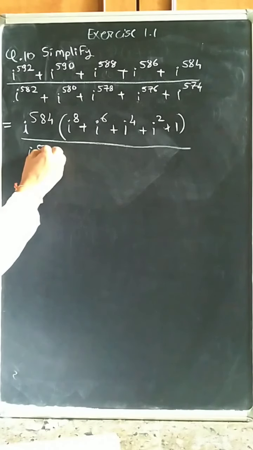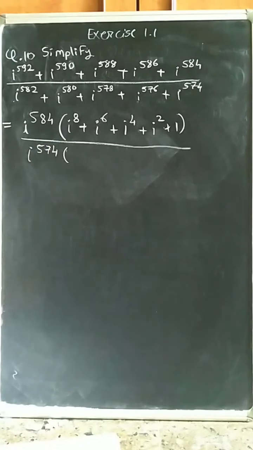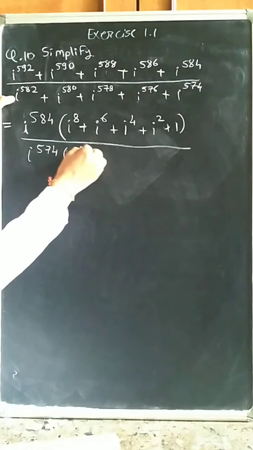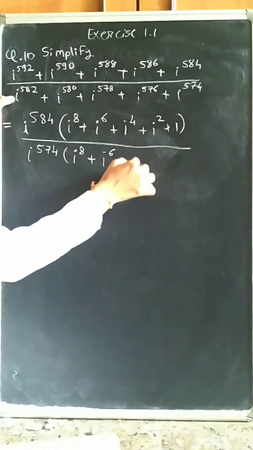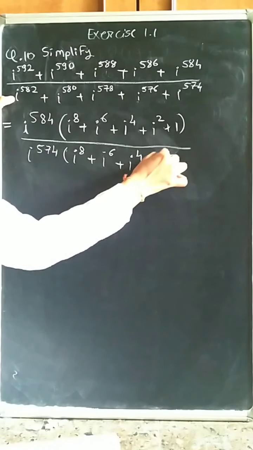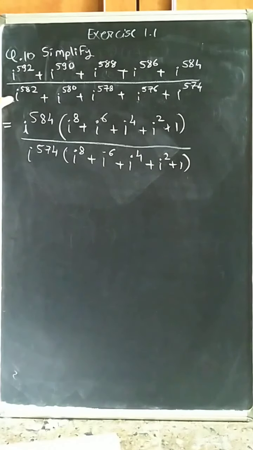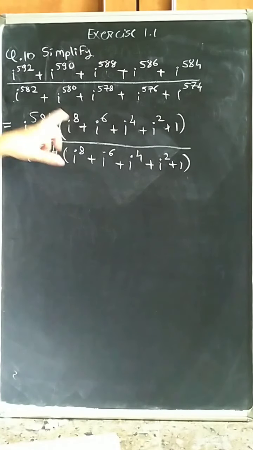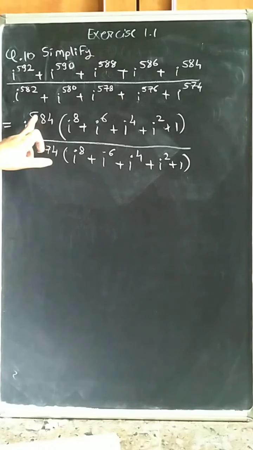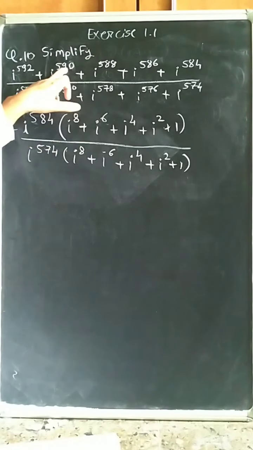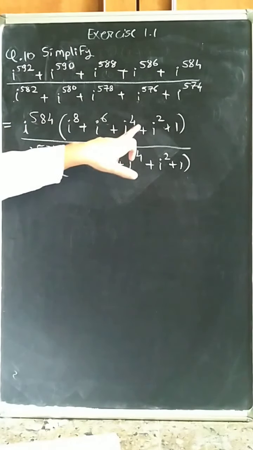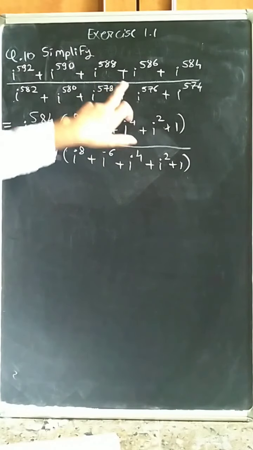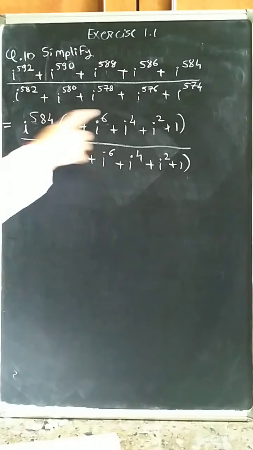Take it common, i raised to 574. Here i raised to 8 plus i raised to 6 plus i raised to 4 plus i square plus 1. How did this happen? 584 plus 8 is 592. 584 plus 6 is 590. 584 plus 4 is 588 and so on. Okay.